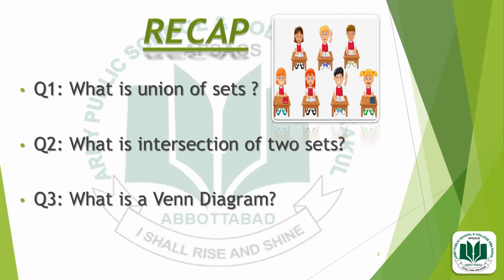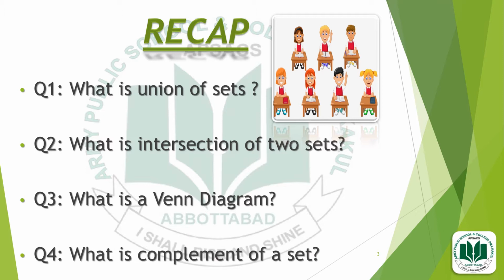What is a Venn diagram? Venn diagram is an illustration that uses circles to show the relationship among things. Venn diagrams help to visually represent the similarities and differences between concepts. What is complement of a set? By complement, we mean all those elements of universal set that are not present in the given set.